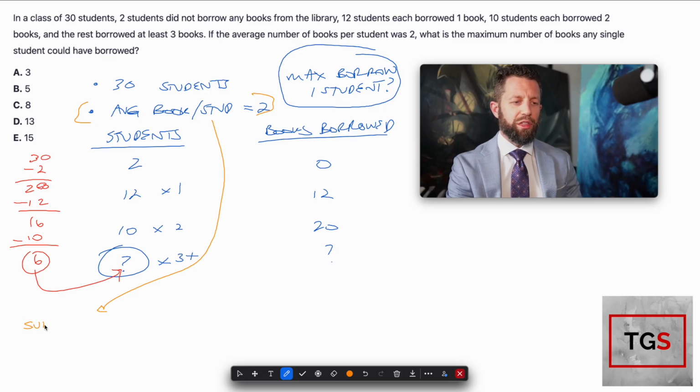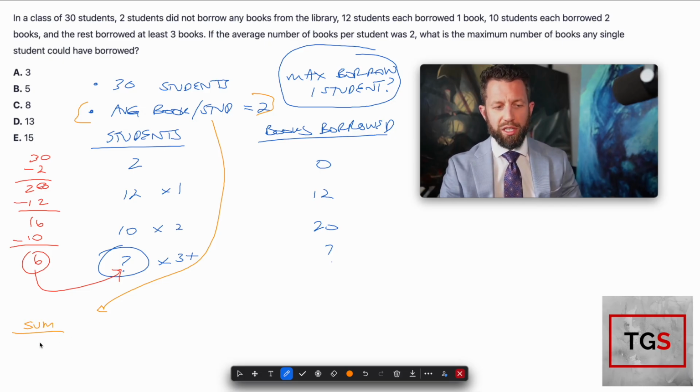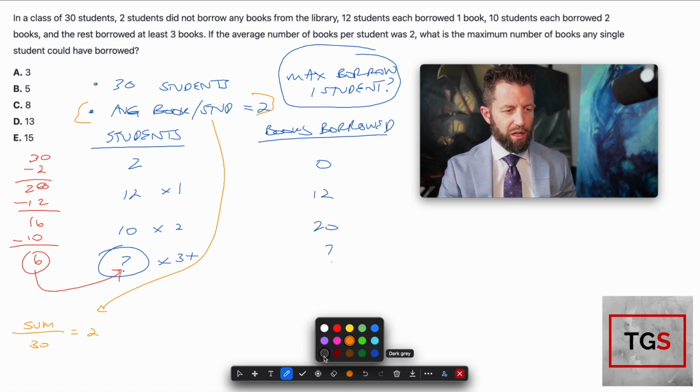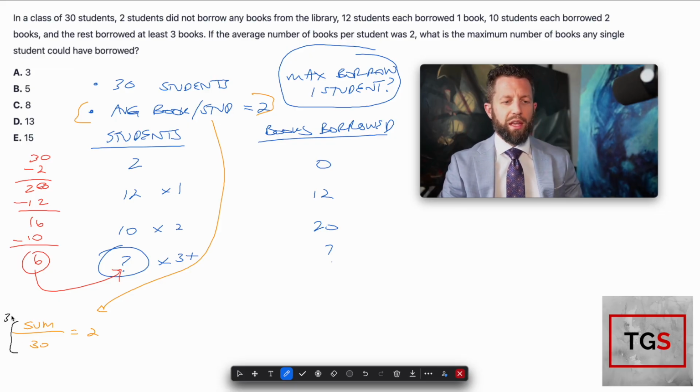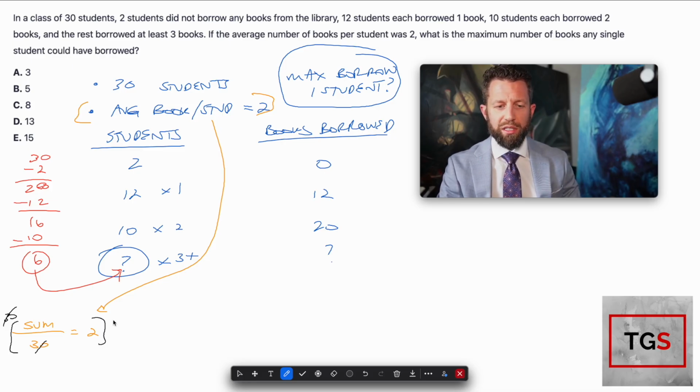So we know that 30 people borrowed an average of 2 books each. So I'm going to write the average formula as sum over 30 equals 2. I'm going to multiply both sides by 30 to get that the sum is 60. So that means a total of 60 books were borrowed. That's going to allow us to figure out how many total books the 6 people who borrowed more than 2 books borrowed. And that should help us answer our question.